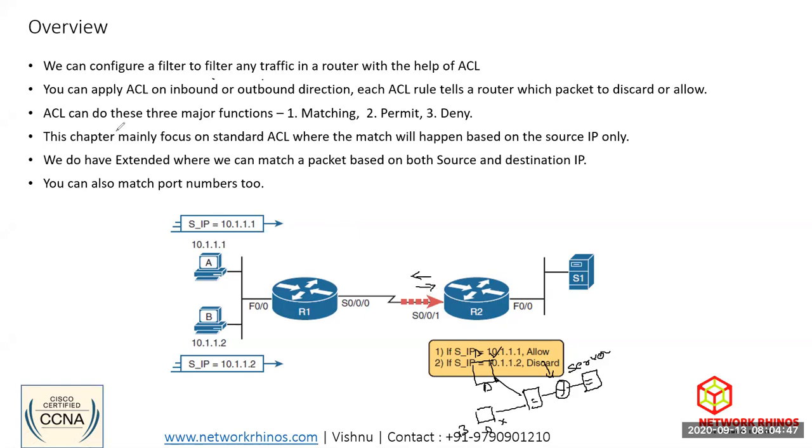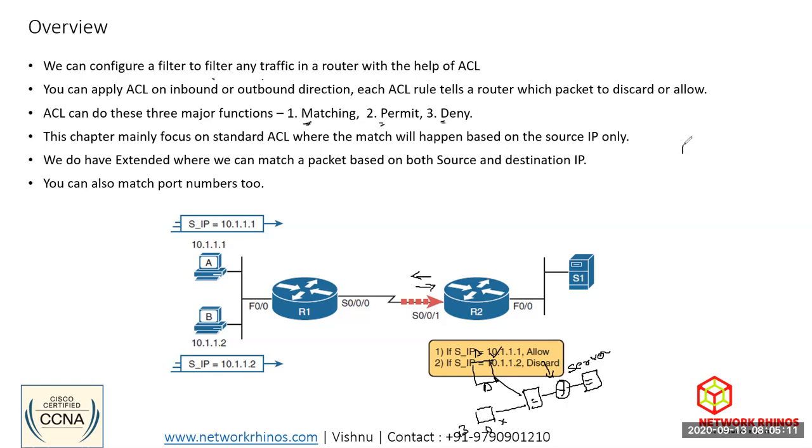Now ACL can do three major functions. First, it can do matching, like matching of an IP packet based on source IP or destination IP. Secondly, you can either permit a particular packet or deny a particular packet. So this chapter mainly focuses on standard ACL.